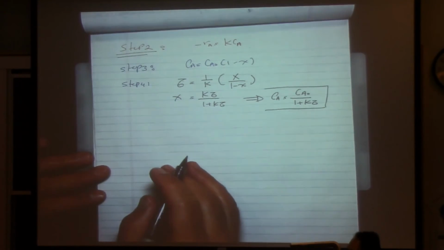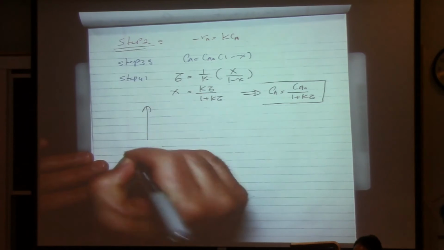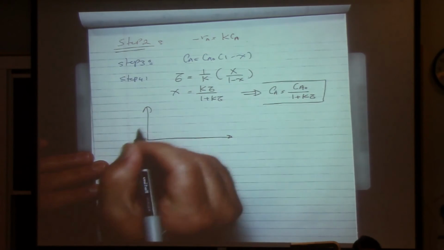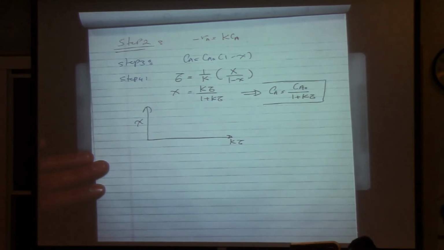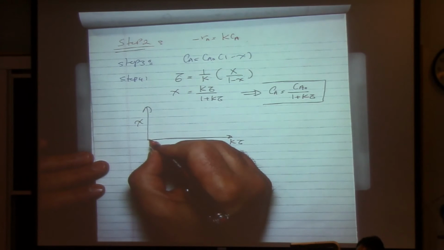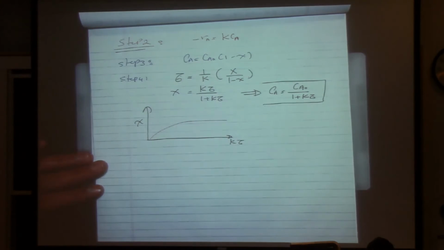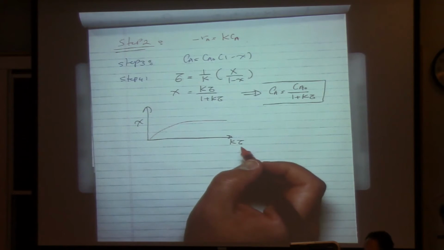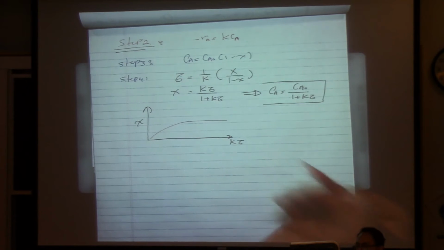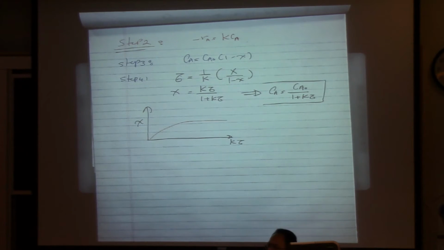If you plot X versus k tau, it gives you something like that. The k tau is a number that I'm going to introduce in a moment. We call it the Damköhler number. It is a non-dimensional number that shows the ratio of the reaction rate to the mass transfer.